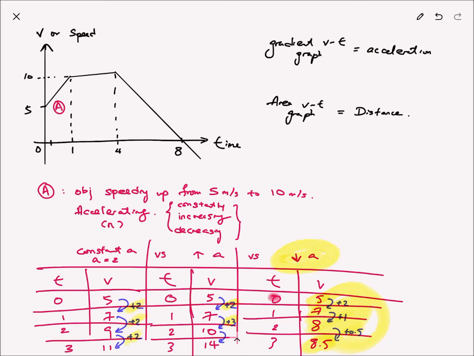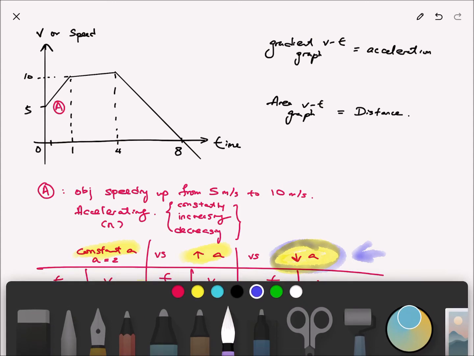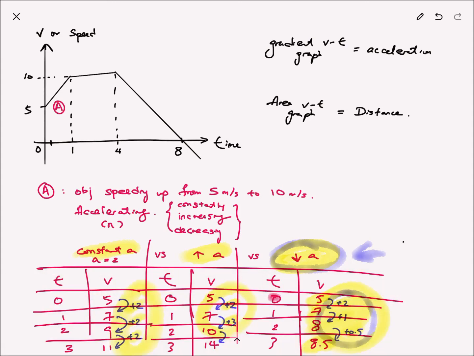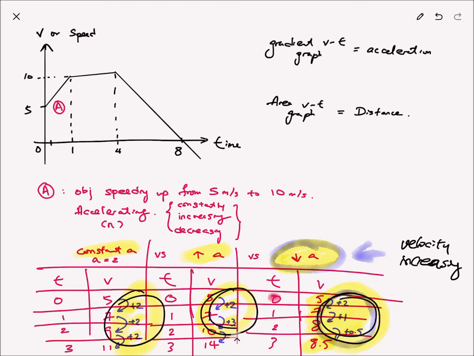So this is what it means by constant acceleration, whereby the increment is the same. Increasing acceleration, whereby my increment is getting bigger. And then lastly, I would have decreasing acceleration, whereby my increment is actually getting lower. You would realize that these three have a similarity. The similarity over here is that your velocity or your speed is always becoming bigger. It is just that the increment over here may change.